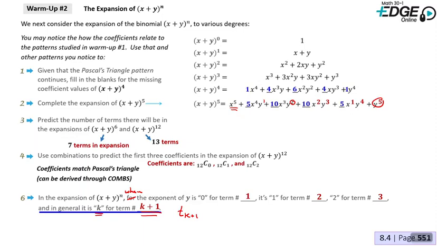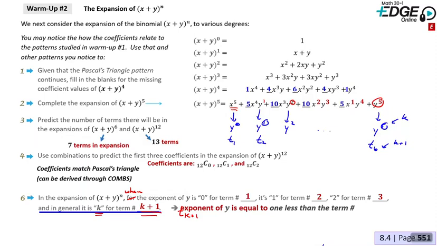Let me say it one more time. If we talk about the exponent of y, let me pull out the y. This was y to the 0. This was y to the 1. This was y to the 2, right? Up to y to the 5. It was 0 on term 1. It was 1 on term 2. It got to 5 on term 6. So if this is k, this is k plus 1. That's what we're trying to get you to see. We're going to be talking about a k plus 1th term pretty soon. So the exponent of y is equal to 1 less than the term number.